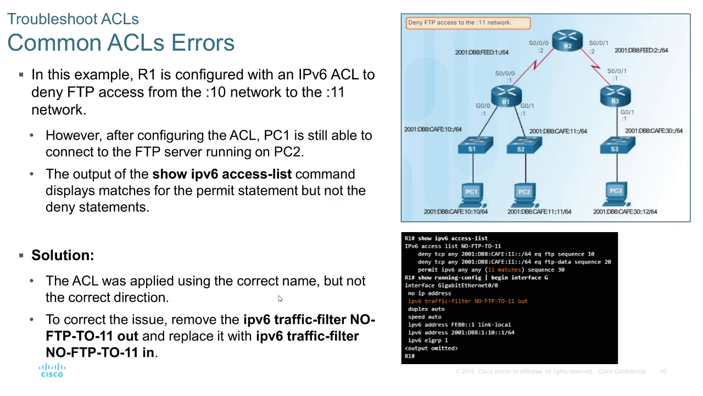And in IPv6 again, one of the things that you can see here is particularly about the namings. We will normally use sort of meaningful names if possible. That is a no FTP to 11. So something like that is a bit more meaningful name there. Here again the problem was it was applied in the incorrect direction. So we have to change that as we need.